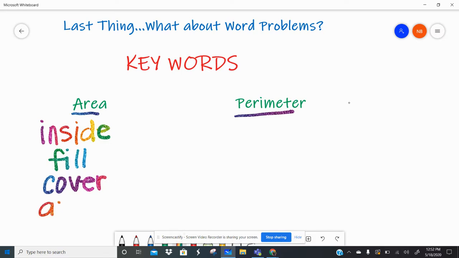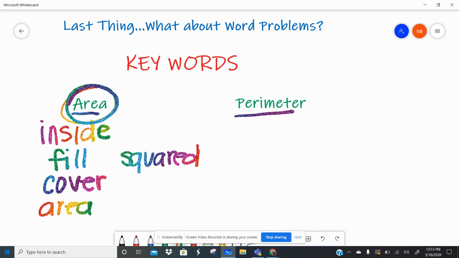obviously if they say the word area, that would lead you to believe area. If they say something like what units squared, that would let you know that it's area. So area, again, the inside, you're filling it, you're covering it. You want to do the inside of something. So that would lead you to believe that that word problem is about area.